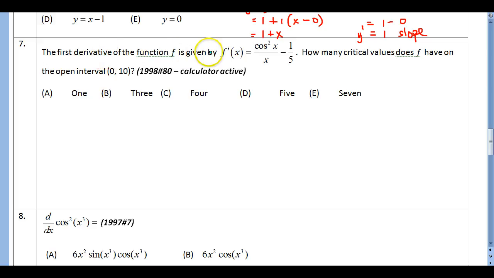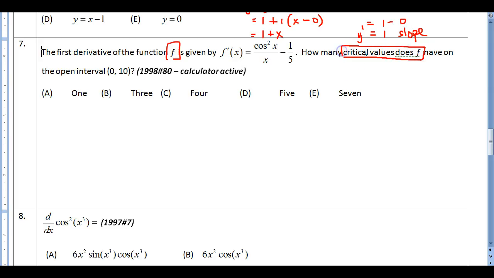Okay, you're given the first derivative of f, f prime. How many critical values does f have? So critical values, again, by definition, is when f prime is 0 or undefined. Okay, you need to memorize that. Critical values, f prime is 0 or undefined.